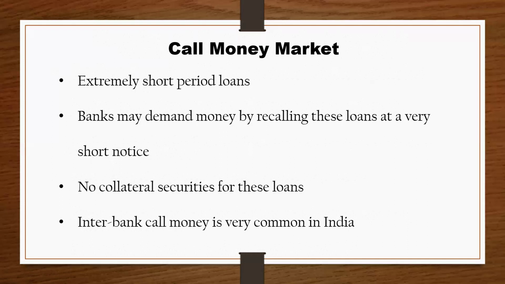Banks prefer this kind of investment for two reasons. The first reason is that call loans are treated like cash. That is, banks consider money at call and short notice as a secondary cash reserve. Whenever they need, they can get it. The second reason is that the bank is also getting income out of it. That is, they are earning interest on these short-term loans. But in this market, there is no need for collateral securities for these loans. Mainly, interbank call money is very common in India.